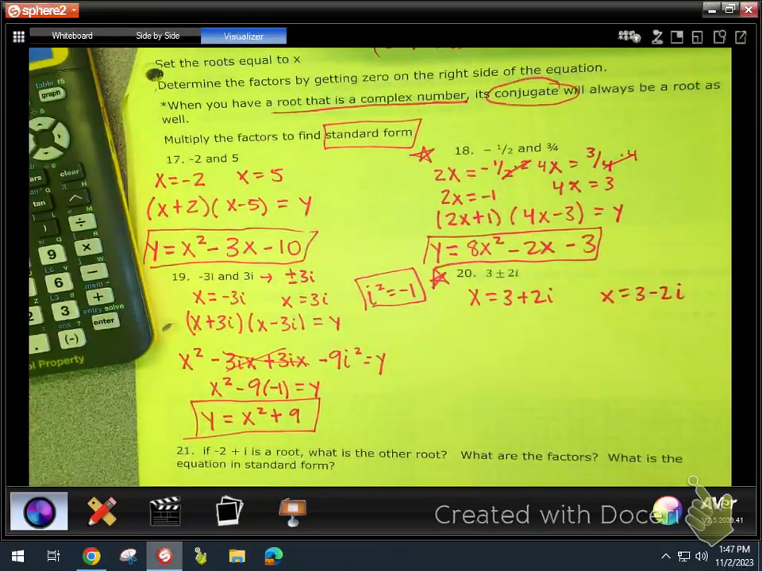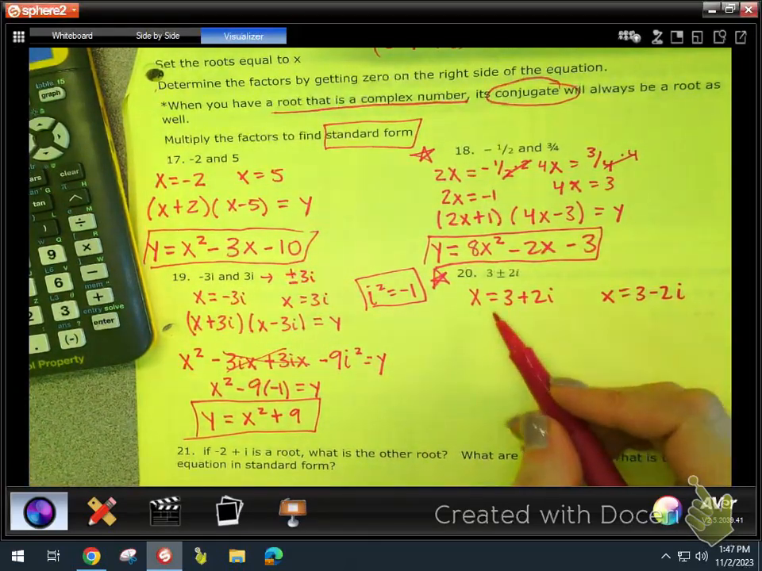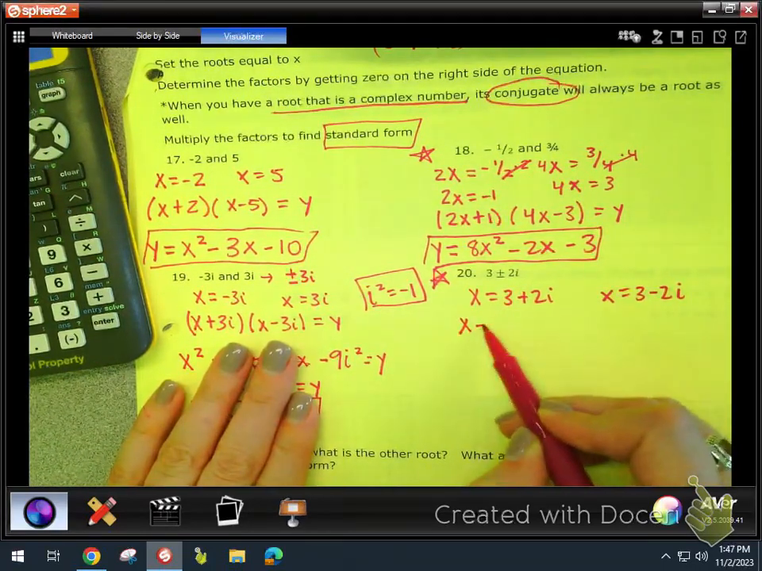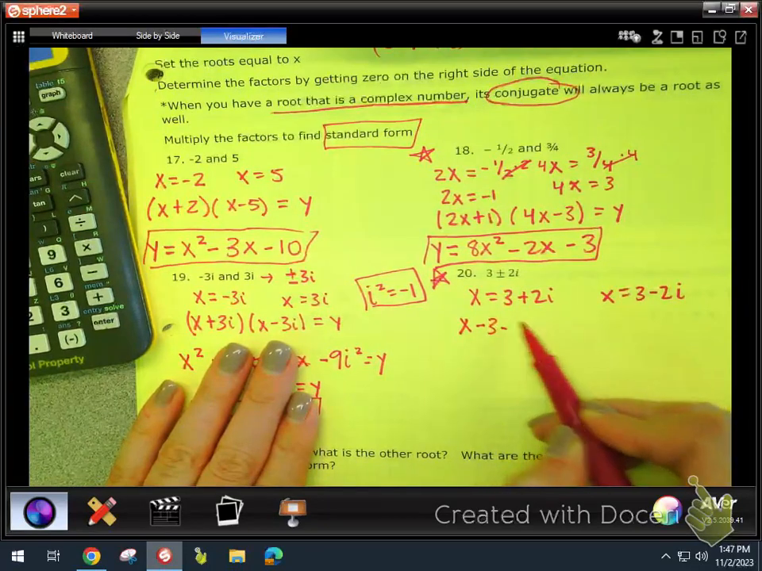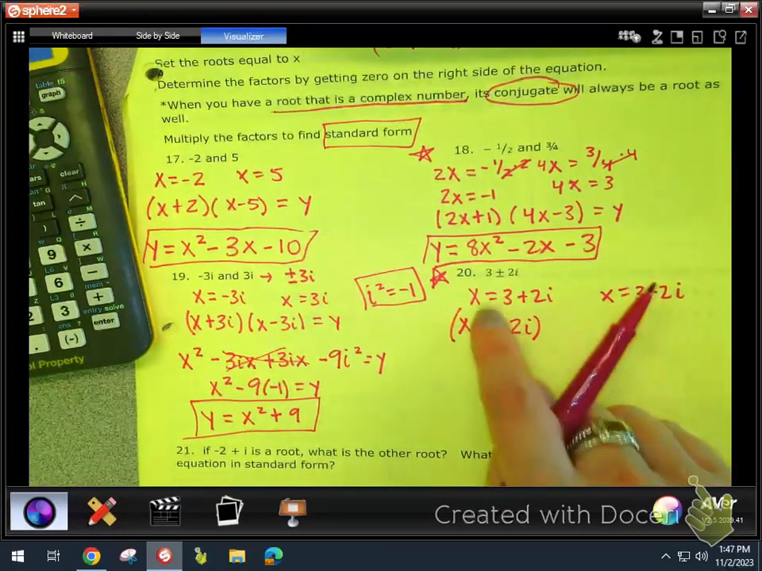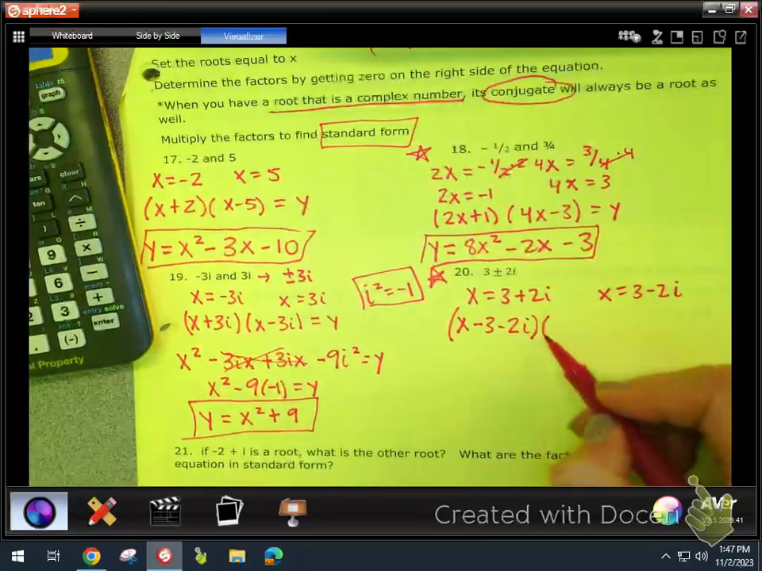Okay? All right, so we're doing the same thing. Moving stuff back over, but we have two things to move over, which is why this multiplication is going to get a little crazy. So we're going to have x minus 3 minus 2i, right? Minus. What's the other one?